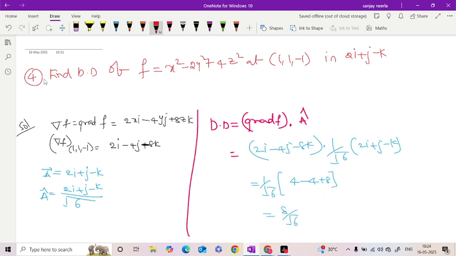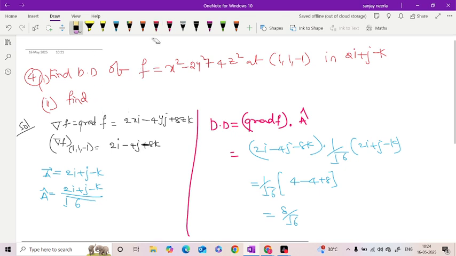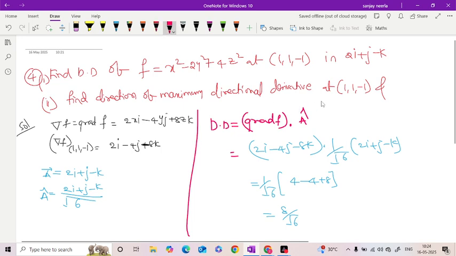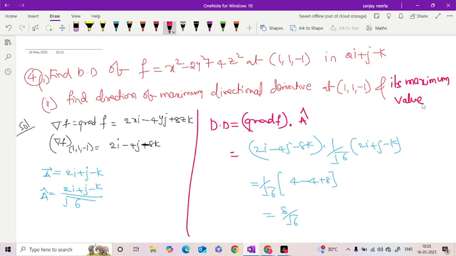But one more question I want to write. Now find the direction of maximum directional derivative at the same point, 1, 1, minus 1, and also find its maximum value.